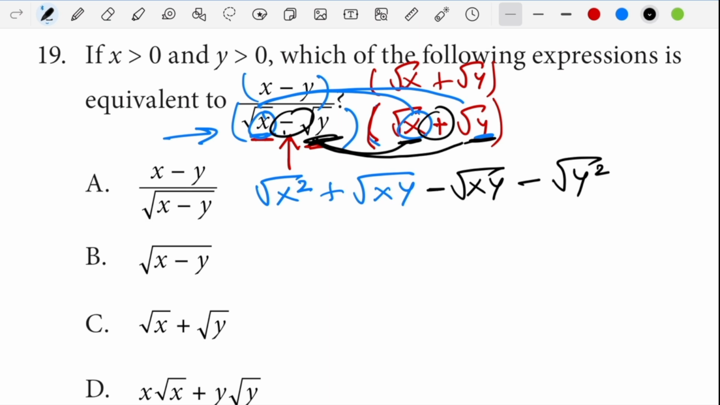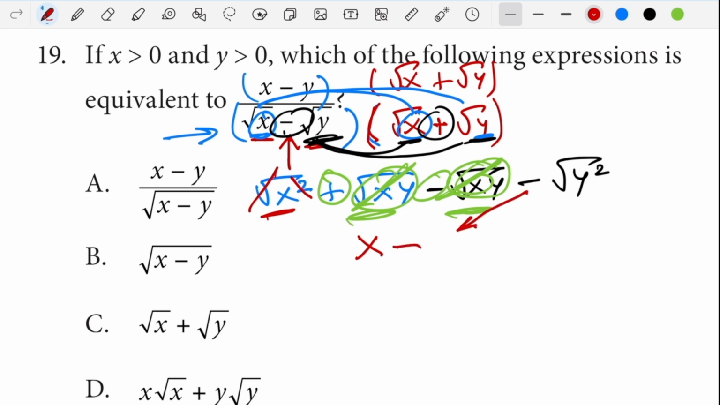I FOIL. If you notice, the middle terms are equal, opposite sign. So it's like having positive 2 minus 2. These two are the same, so one is positive and the other one is negative. They cancel out. And now I'm going to solve this square root of x squared. The square root cancels the square, so my answer is x minus from here. The square root cancels the square, and I have y. And my denominator turned into x minus y.